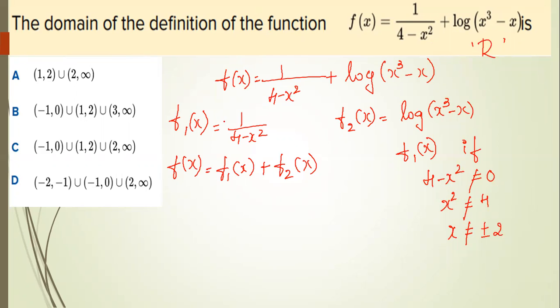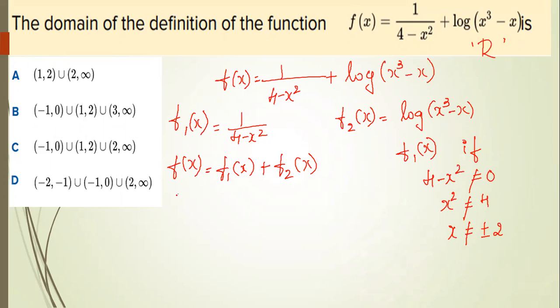So here f1 of x is 1 by 4 minus x square, which is in the rational form. In rational form, the denominator should never be 0. The denominator becomes 0 if x is plus or minus 2. So x cannot be plus or minus 2. So from the real numbers, you have to remove plus 2 and minus 2.